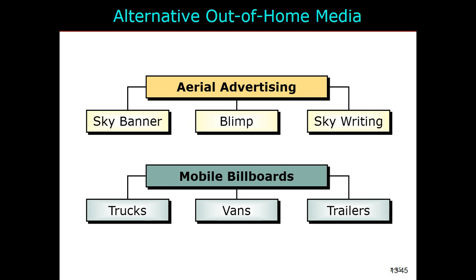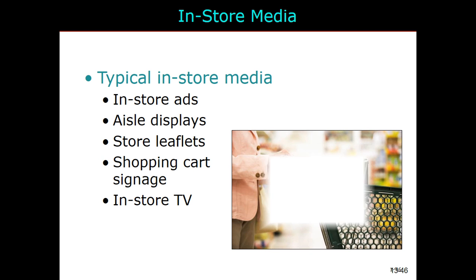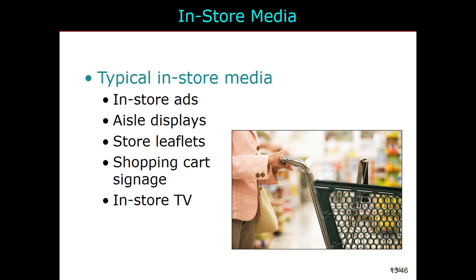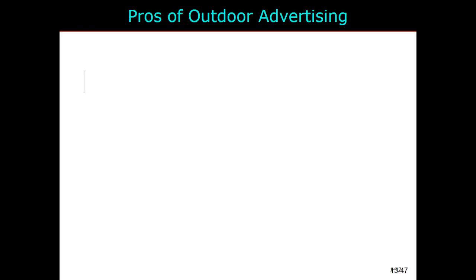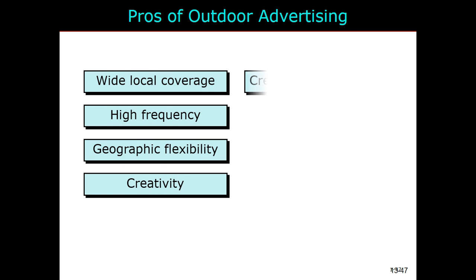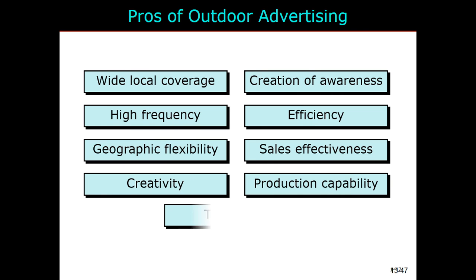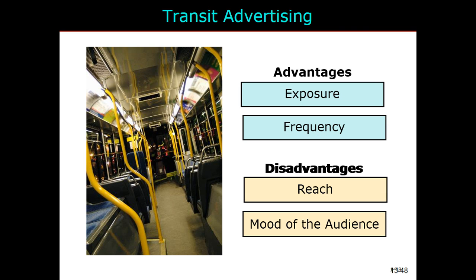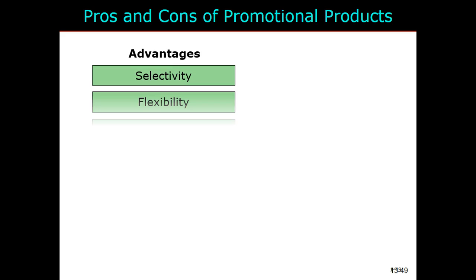Aerial advertising, mobile billboards on trucks, vans, aerials, sky banners, balloons, skywriting. In-store media: shopping carts, aisle displays, store leaflets, shopping cart signage, in-store TVs. Pros and cons of outdoor advertising. Trends in advertising, advantages and disadvantages.